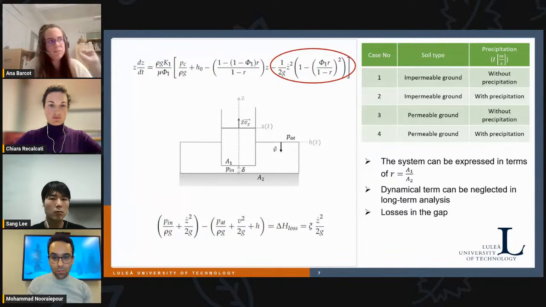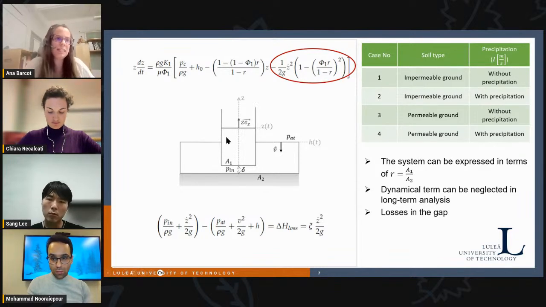And we have checked that only for order of milliseconds do the dynamical terms become important in the changing of the water uptake. So for our analysis here, we are not interested in the initial stages, but rather the long-term analysis. So this term here in the system, the dynamical pressure term, can be ignored.